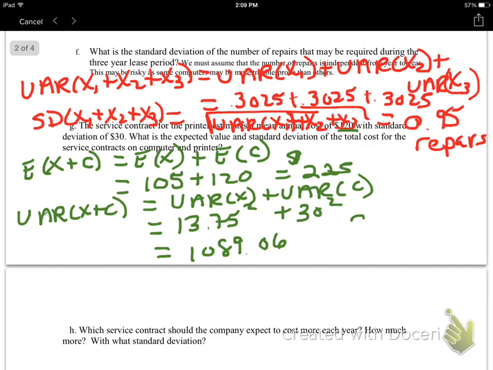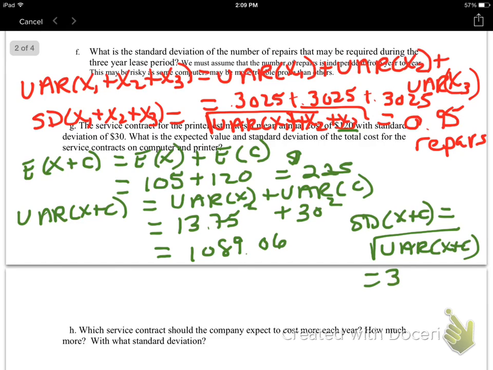1089.06. So what they really want to know is the standard deviation of x plus c, which is equal to the square root of the variance of x plus c. So we take the square root, and I get $33.00. Okay, I got $32.98. Okay, let's look down at H. It says, which contract should the company expect to cost more each year? How much more?